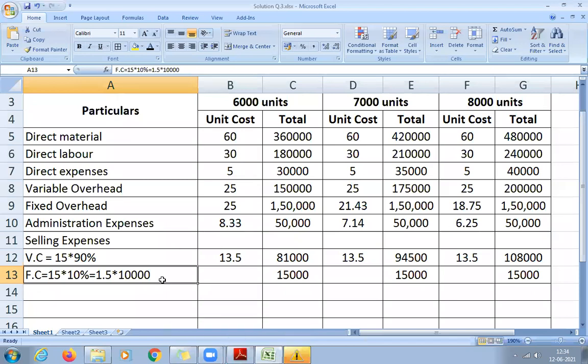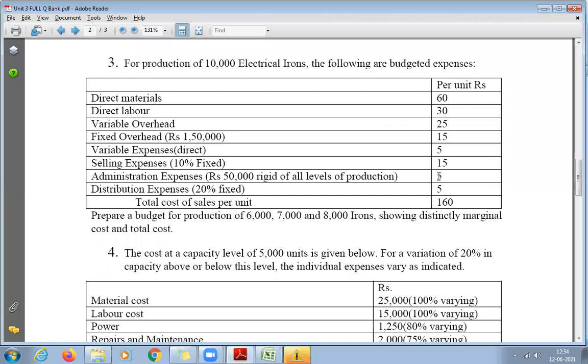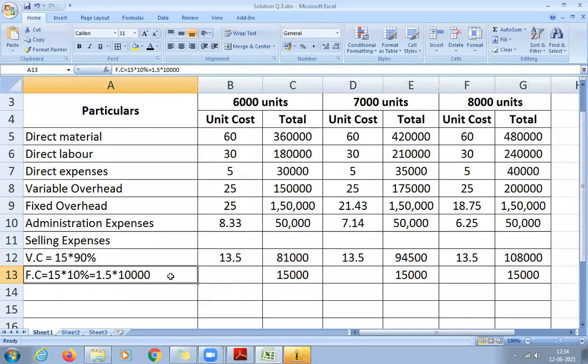Don't multiply with 6,000 or 7,000, 8,000, you will get a wrong answer. I already told you yesterday, this 15 rupees is given for 10,000 units only. So you have to multiply with 10,000 units only. You will get the total fixed cost. Clear? Any doubt, students? Did you understand? Yes, sir.